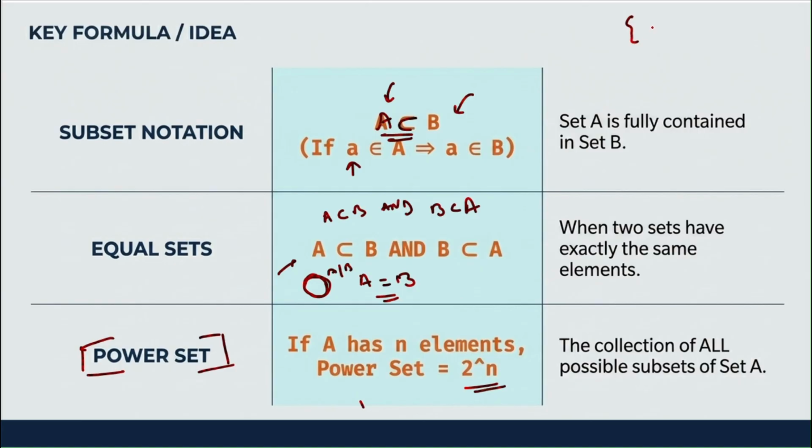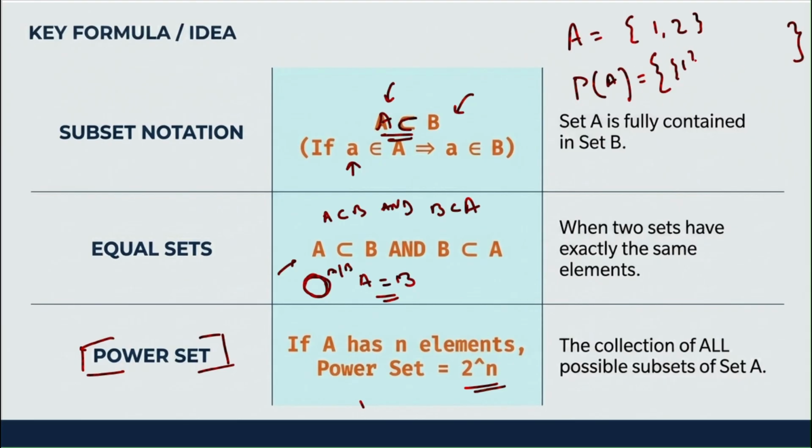So for example, I have a set which has 2 elements, 1 and 2. This is one particular set. Now, what will be the total number of subsets of this set A? We denote this using the power set. It will be the set of subsets of a particular set.